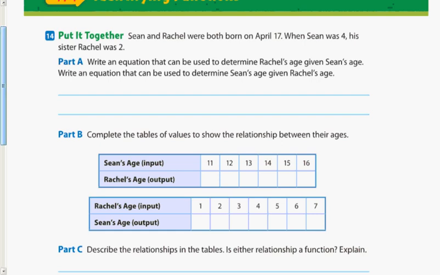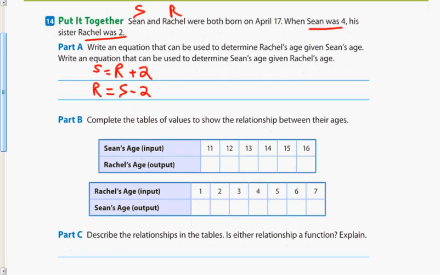So let's say Rachel is R, Sean is S. So when Sean was 4, Rachel was 2. So Sean's age is equal to, I know in this case it looks like it's 2 times Rachel's age. But if we add a year, it's not going to be 2 times it. It's just going to be always 2 years more. So let's say it's going to be Rachel's plus 2. If you add 2 to Rachel's, you'll get Sean's. Now, if you reverse it, you want Rachel's age. Rachel's always 2 less than Sean, 2 years younger. So you take Sean and you subtract 2. So there's some equations that you can use for this situation, because they're always 2 years apart.